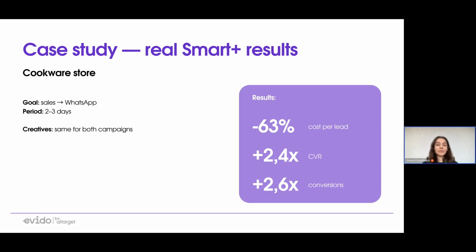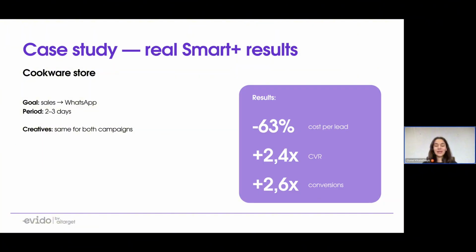The second case is with a tableware store. The goal of the campaign was sales, specifically redirecting to WhatsApp for order placement. The campaign period was 2 to 3 days, running simultaneously for both campaigns, and the creatives were the same for both campaigns, showcasing the tableware itself.